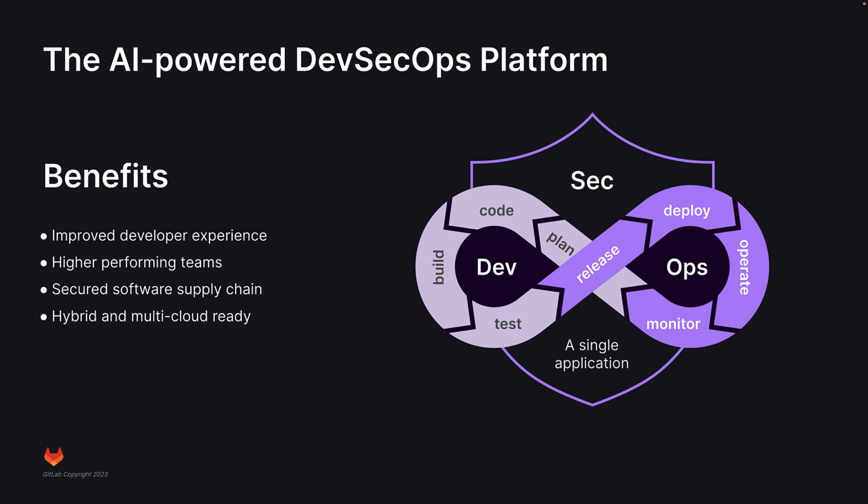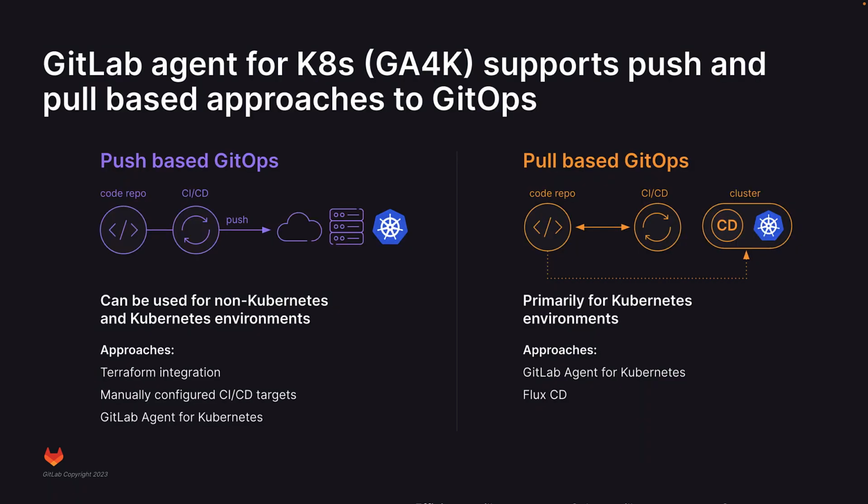These AI-assisted capabilities span across the entire DevSecOps lifecycle to help streamline your processes, increase productivity, and speed your cycle times. Some of the benefits you get by using GitLab are improved developer experience, higher performing teams, secure software supply chain, and support for hybrid and multi-cloud environments. GitLab supports two approaches for GitOps.